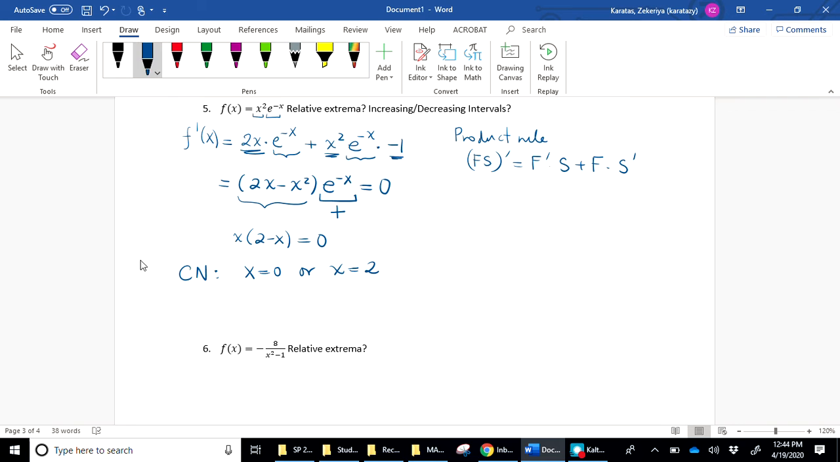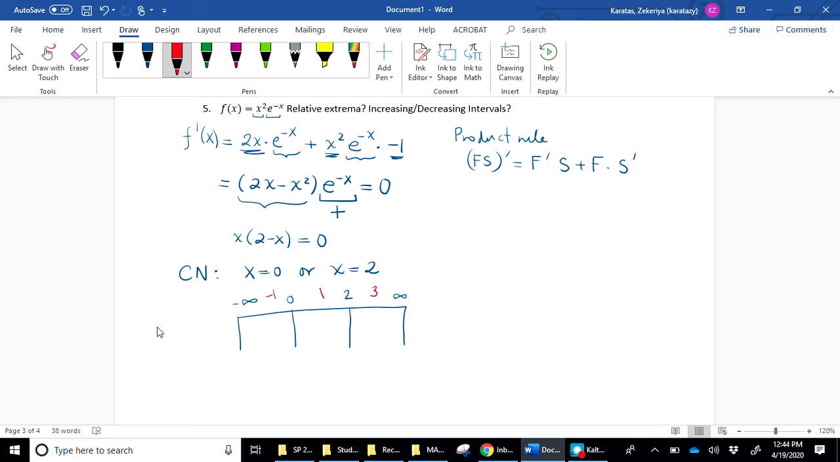Now let's check the sign of f prime. So we will do the table. Here's negative infinity. Here's infinity. Here I have 0. Here I have 2, and I can pick some testing values: -1 from here, 1 from here, and 3 from here.